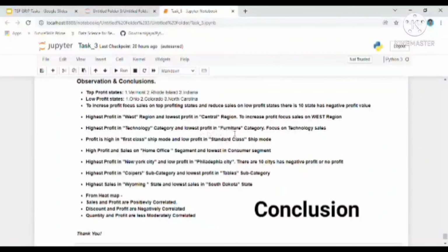So if we need to increase the profit, we need to focus more on high profiting areas. Improve sales in high profit areas and reduce sales in low profiting areas.